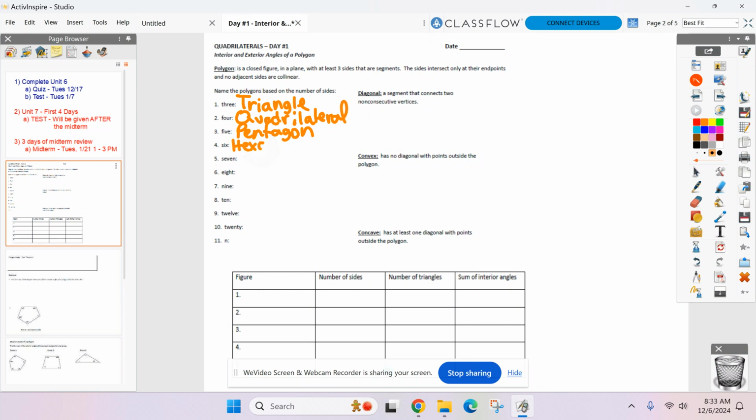Here's one we may not know, huh? 7 sides. Septagon, yes. And I will also write down the other name for it. It could be called a septagon, or anybody know the other name, 7 sides? Heptagon. Either one acceptable. 8, I will not accept stop sign, but I will accept octagon.